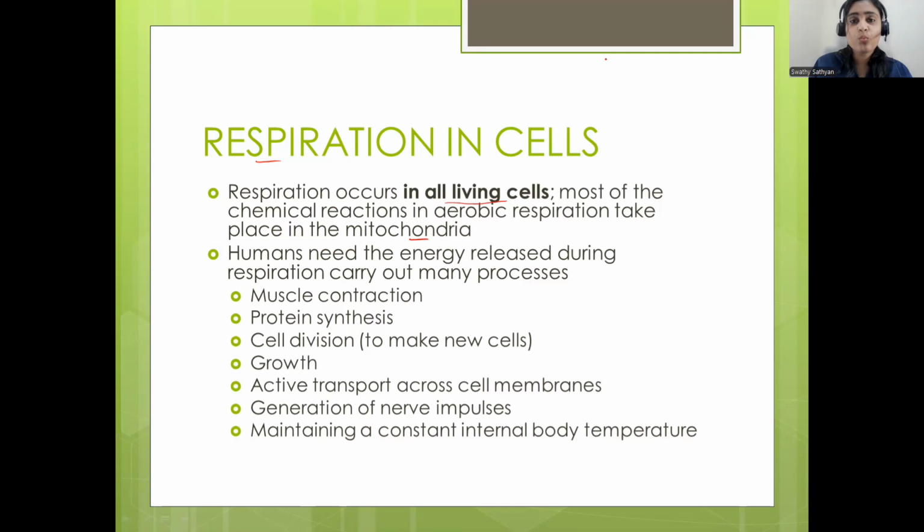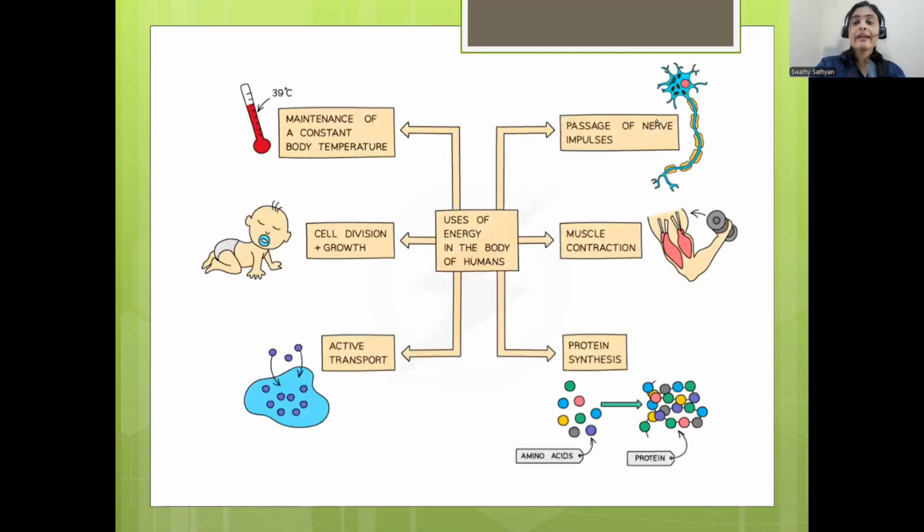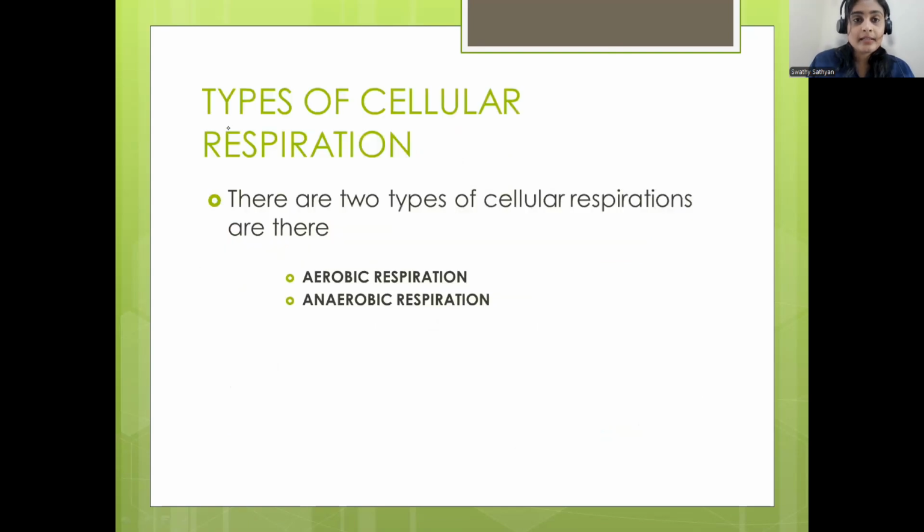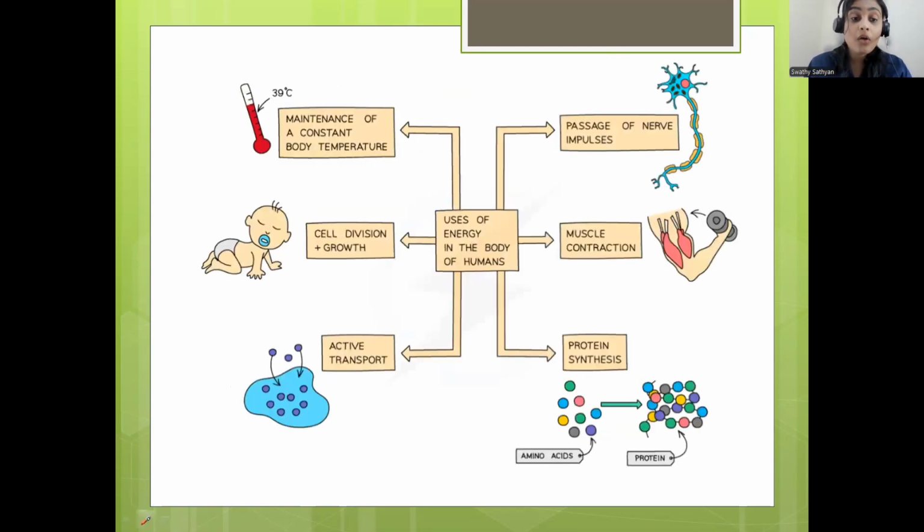Okay, and why this respiration? So you can see there are different uses of energy. Respiration happens to release the energy. And what is the purpose of this energy? First, you can see here, that is the maintenance of constant temperature. The normal or average body temperature of a human being is 37 degrees Celsius, right? So in order to maintain this temperature throughout, it requires energy.